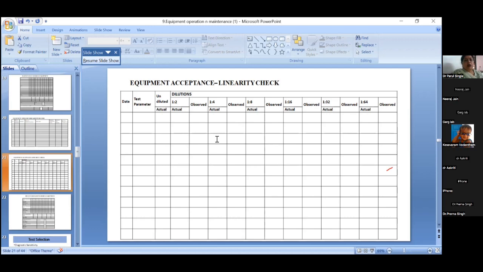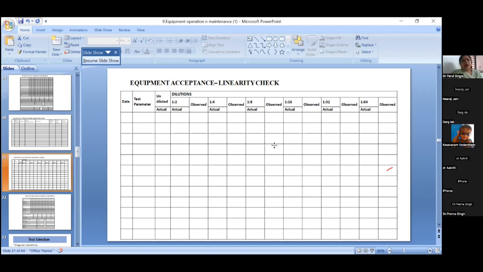You have to verify the stated linearity, what the manufacturer has claimed, whether my equipment is following that linearity or not. So you can record your findings in this form.